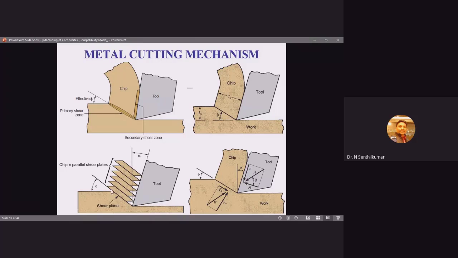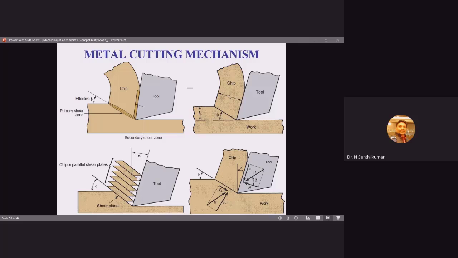That is like a stack of cards. In playing cards, we keep one card over another card. If I remove the first card, then I remove the second card, third card, fourth card. So layer by layer, the material is removed. That's why we call it a stack of cards. This is given by Piispanen, which is why it is called the Piispanen model of chip formation.